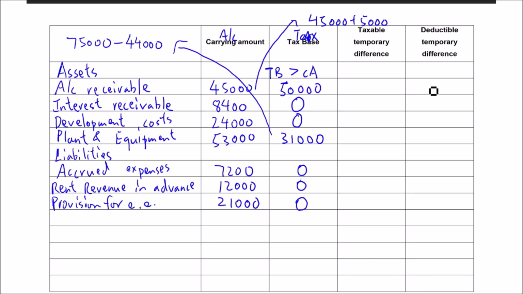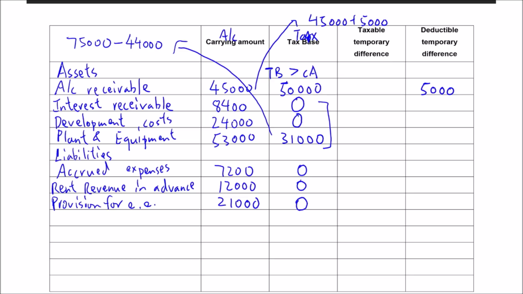As a result, that particular difference will become a deductible temporary difference. In other words, for every single asset and liability, if the tax base is higher than the carrying amount, then you're going to have a deductible temporary difference. On the other hand, when you have a tax base that is less than the carrying amount, you have the complete opposite. You have a taxable temporary difference, which is what we have with the other three.